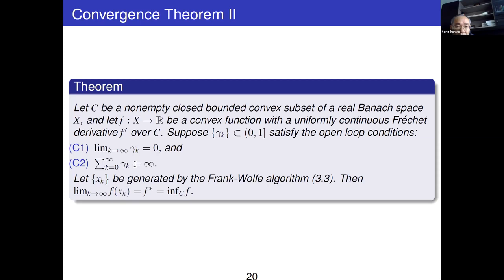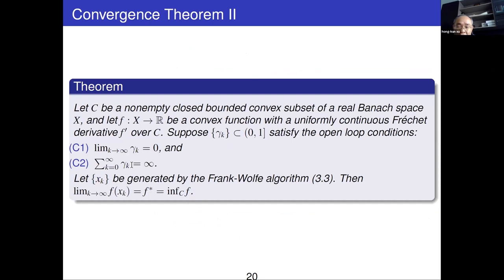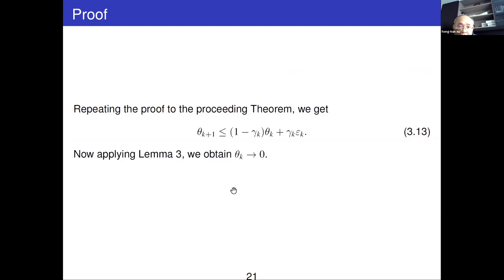Then the conclusion is that FWA converges: f of xk converges to the optimal value f star. But I have only this conclusion. If you compare with the previous result, there I have two conclusions: along the trajectory of the FWA, the value of f is decreasing, it's a descent method. But if the step size is selected by open loop, I don't know whether or not the value of f at xk is decreasing. But I can prove it is convergent. Let me show you now how to prove this. Again, I need to prove this inequality.